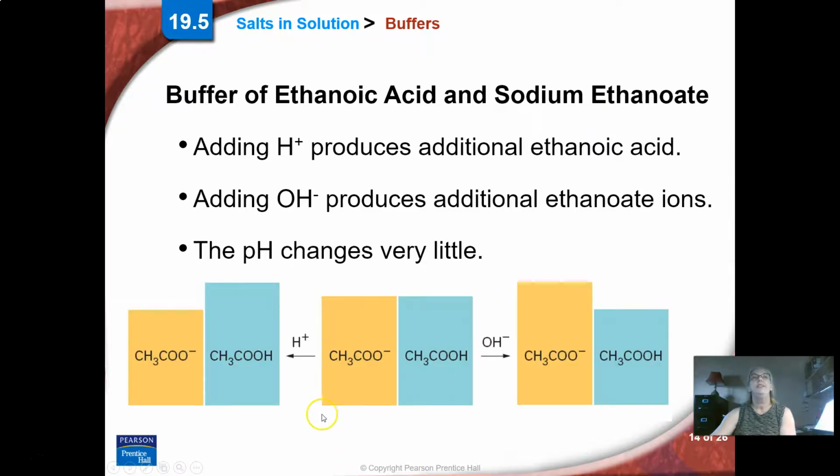So this is what's happening. Here's my buffer system. I've got the salt and then the acid. These are a conjugate acid-base pair. If I add H plus, it makes a little bit more of the ethanoic acid. If I added some OH, it would make more of the ethanoate. But the pH will not change very much.